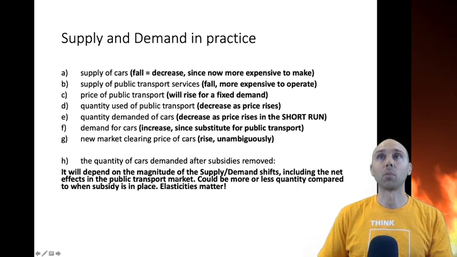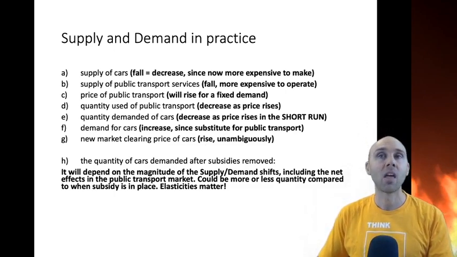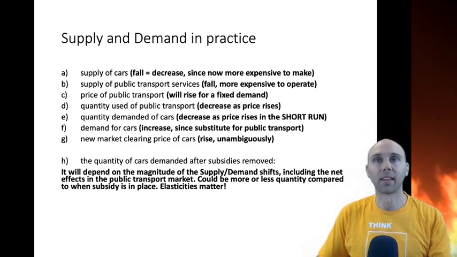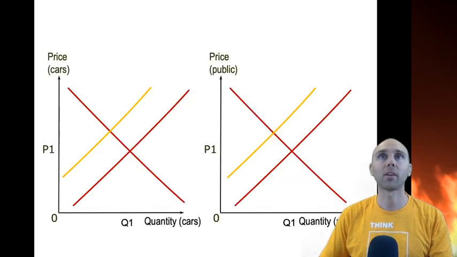What that means, when you put that into play as well, you'll see that the new market clearing price for cars will definitely rise because the supply curve has shifted to the left and the demand curve has shifted to the right. On the other hand, the quantity of cars demanded in the long run is not clear because you've got these two effects moving against each other. So it depends on the magnitude of the supply and demand curve shifts, how far they go, and also what their elasticities were beforehand as well. Okay.